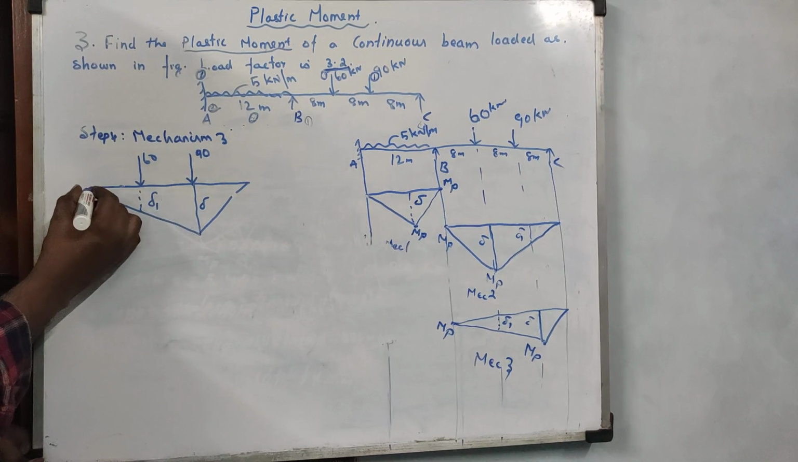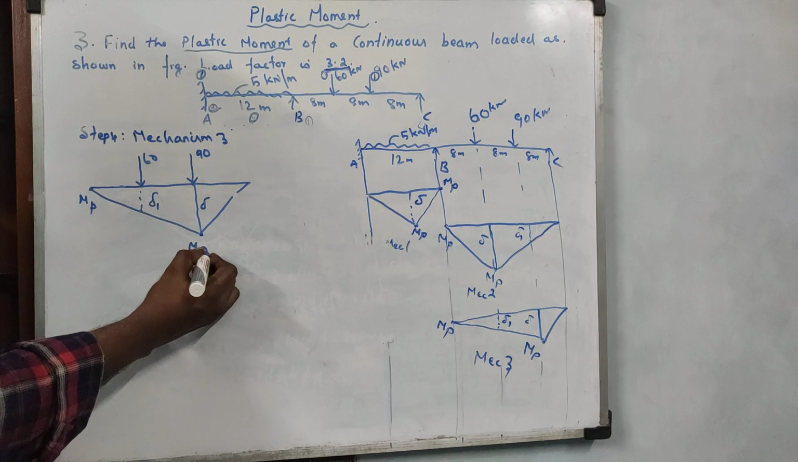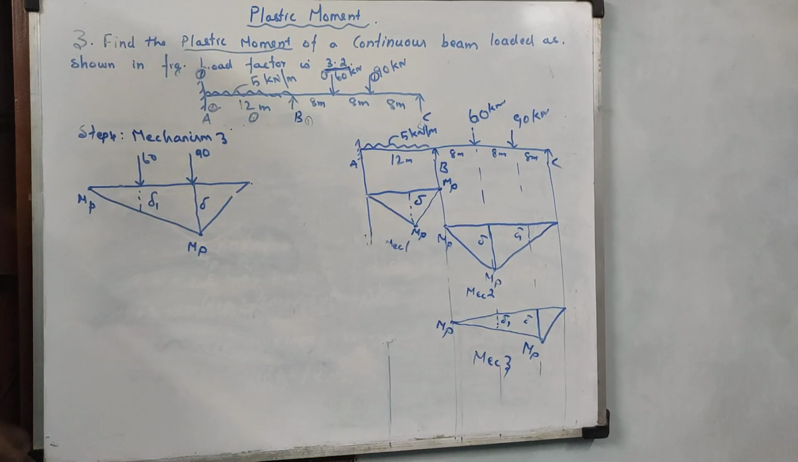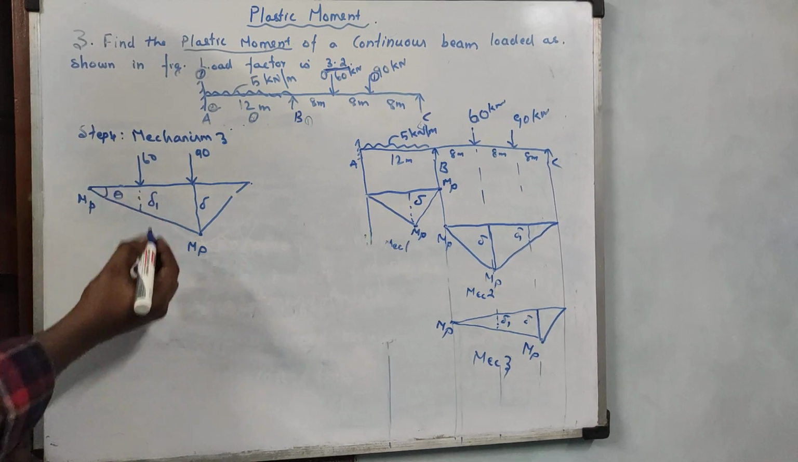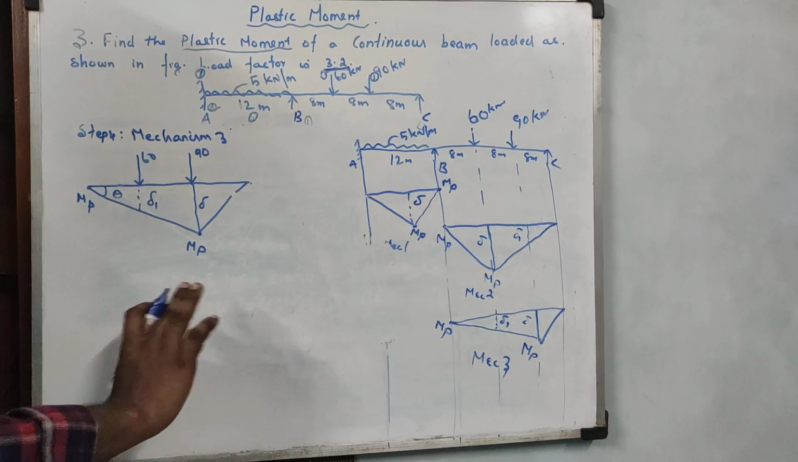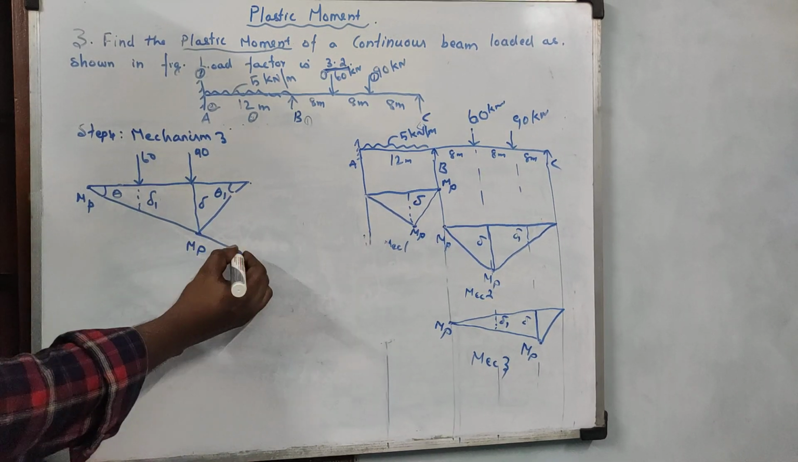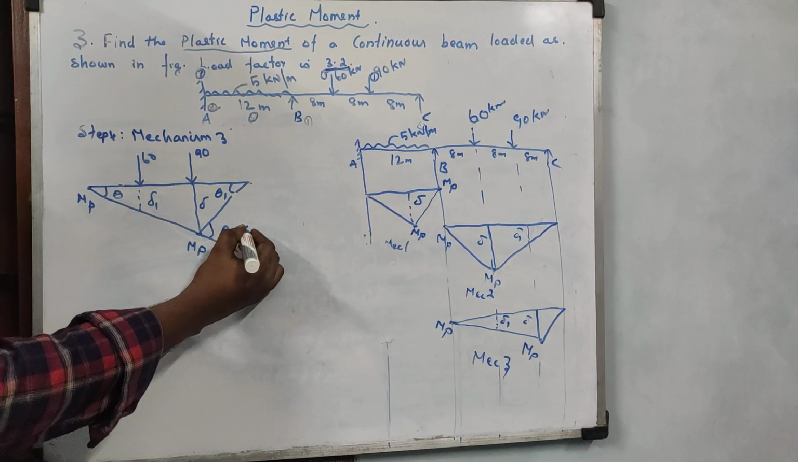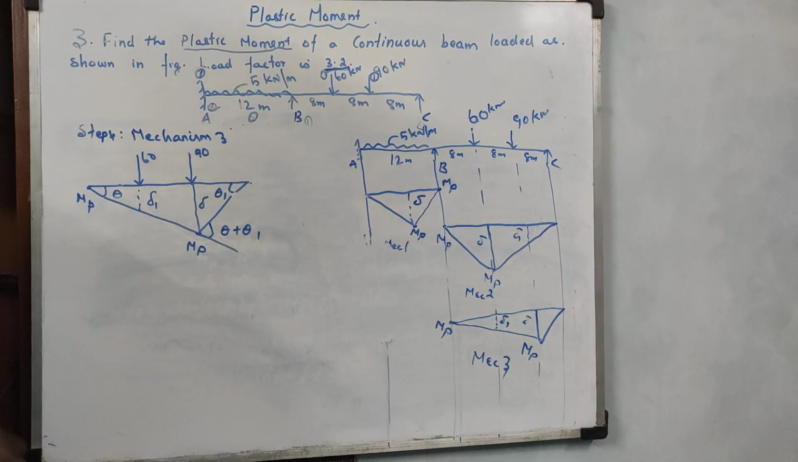And there is a plastic moment at this point. Here there is no plastic moment. So here we have to consider this angle is theta. Since it is unsymmetrical, this is theta 1. This angle is theta plus theta 1.